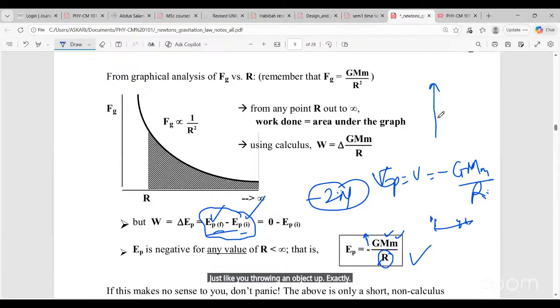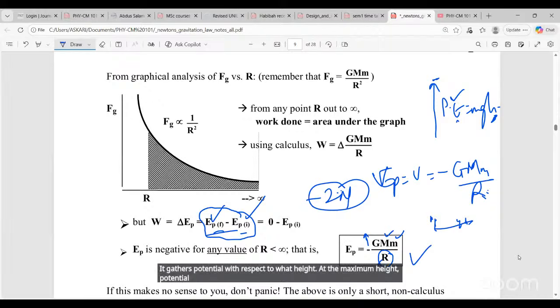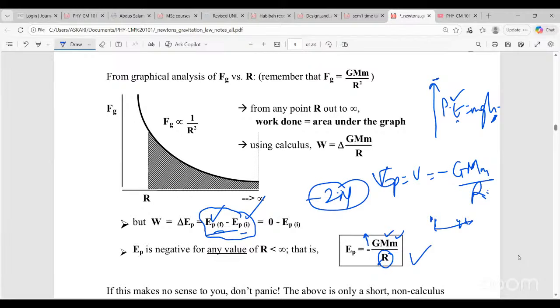Yes, sir. If you throw it up, you have potential energy, which is equal to mgh, isn't it? It gathers potential with respect to what? Height. At the maximum height, potential energy will be zero. Okay, sir. Thank you, sir. Is that clear? Because it would have reached its peak. Yes, sir. So I hope it is clear.